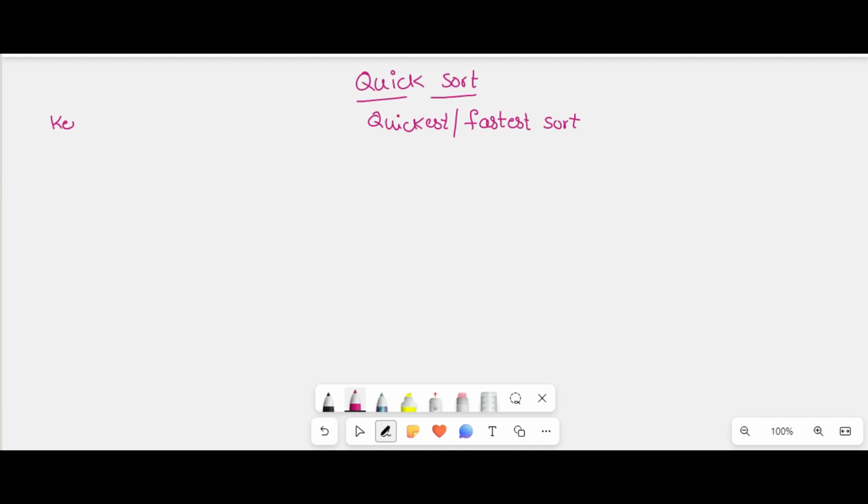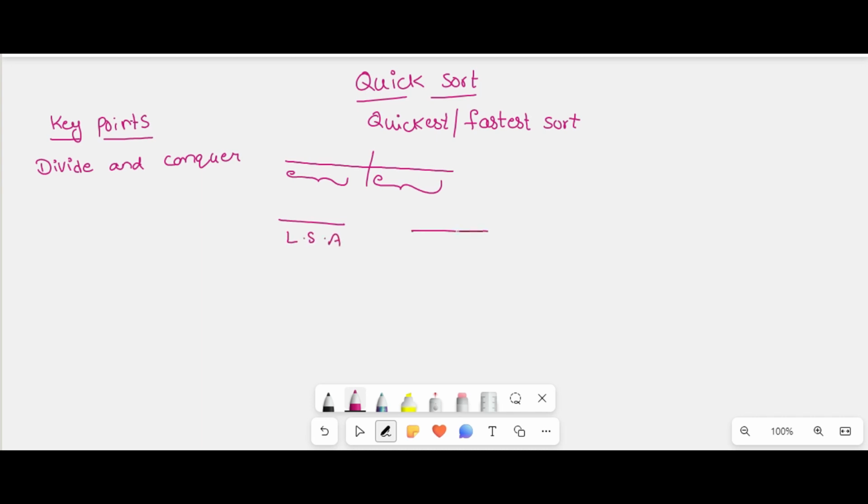The key points in quicksort. The principle involved in quicksort technique is divide and conquer. Divide and conquer means, suppose this is the array, then we will divide this array into two parts. We will apply quicksort for this left subarray and for this right subarray.